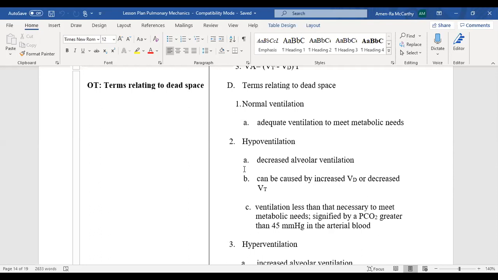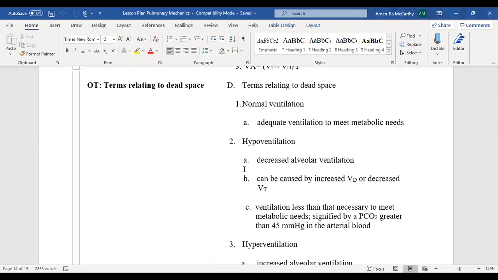All right. So if I'm hypoventilating, then I have a decreased alveolar ventilation. That means my alveoli are not picking up that CO2 and getting it out of here. That ventilation is low, so I'm building up CO2. If I hypoventilate, then I am hypercapnic. Remember that? Hypoventilation will lead to hypercapnia.